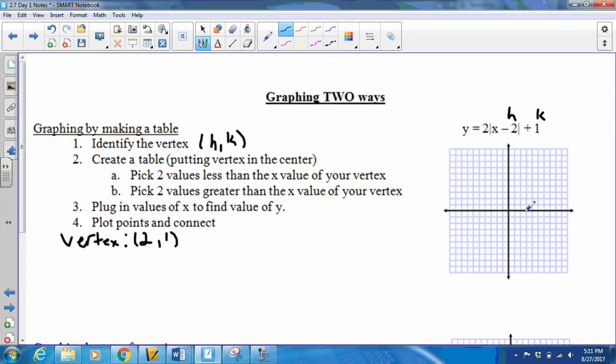So here our vertex is 2, 1. Okay, so let's go ahead and plot that. So we have over 1, 2, up 1. So that's our vertex right there.